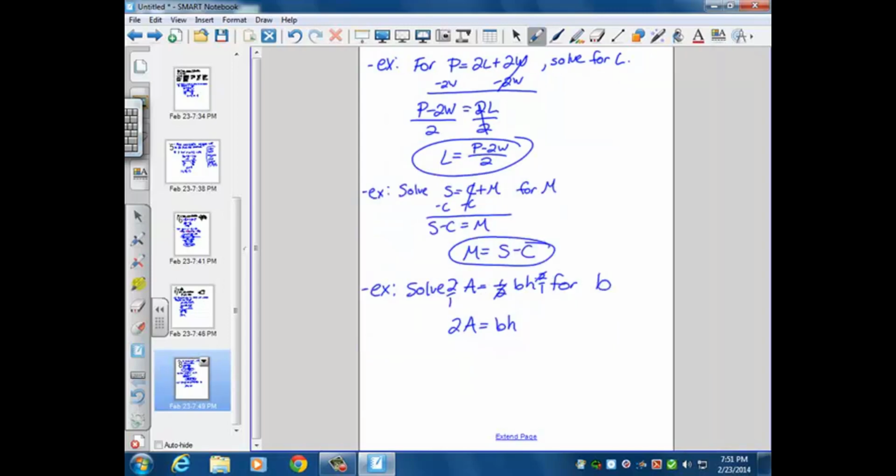Okay. Because I don't want to have to divide by a half, because you never want a fraction in a fraction. So I'm going to multiply by 2. Now, to get the b alone, divide by h. So b equals 2A divided by h.